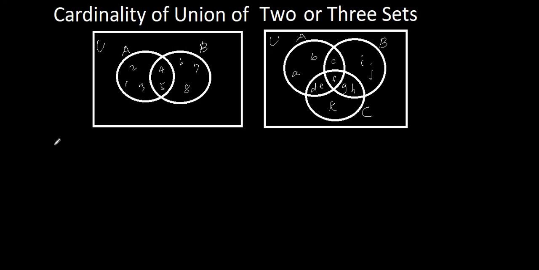First, let's determine the cardinality of set A. We recall the symbol for cardinality is n, then parentheses A. To determine the cardinality of set A, let's count the elements that belong to set A. Here, the first circle. Let's count the elements: 1, 2, 3, 4, 5. So there are 5 elements.